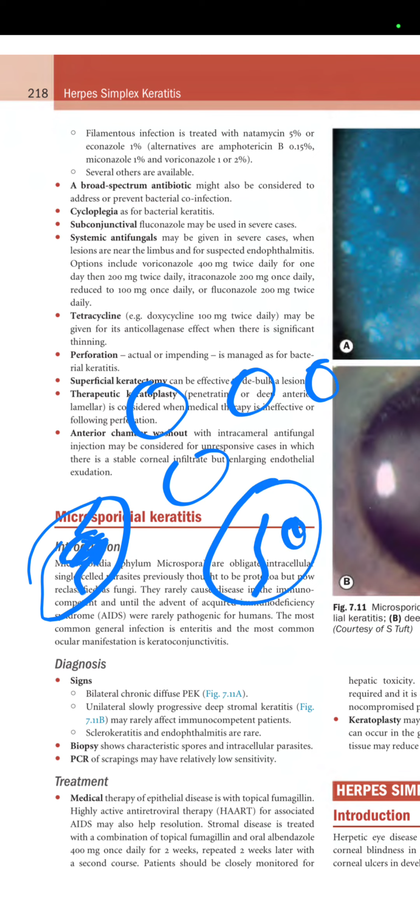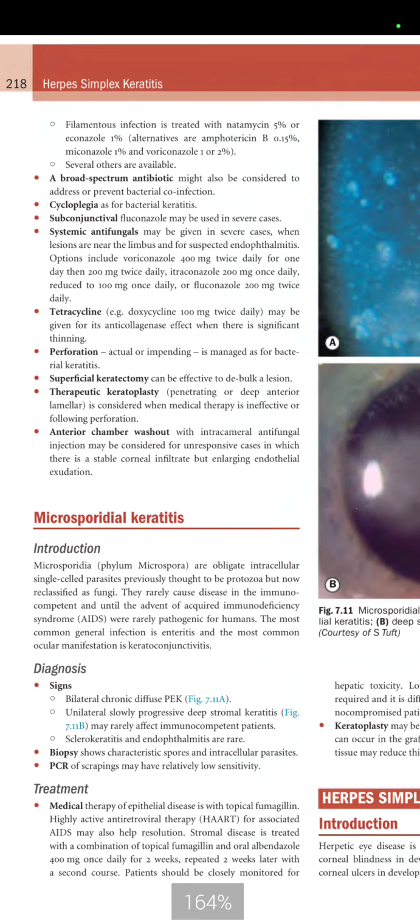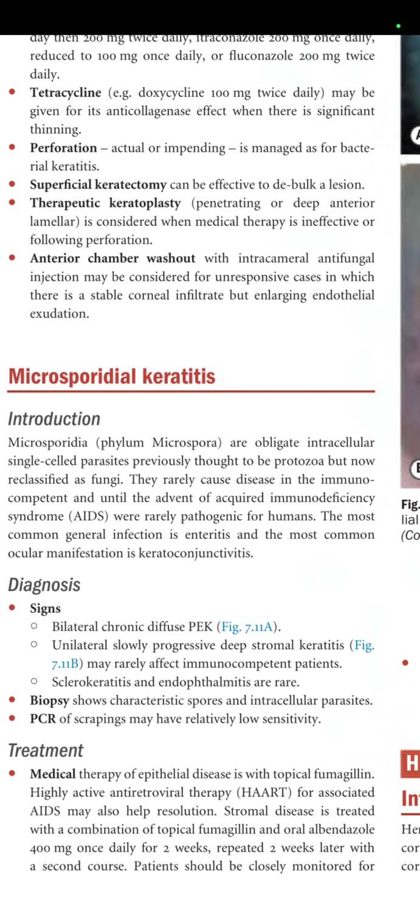PCR of the scraping may have relatively low sensitivity. So what is the treatment? Because it is associated with AIDS, medical therapy of the epithelial disease is with topical fumagillin. Highly active antiretroviral therapy for associated AIDS may also help in resolution. Stromal disease is treated with a combination of topical fumagillin and oral albendazole 400 mg once daily for 2 weeks, repeated 2 weeks later with a second course.